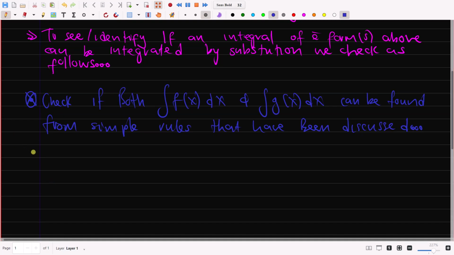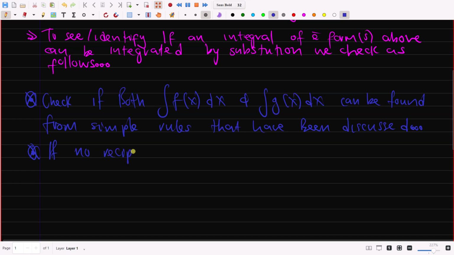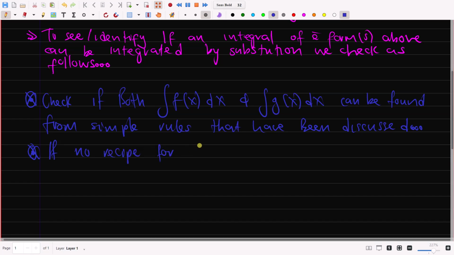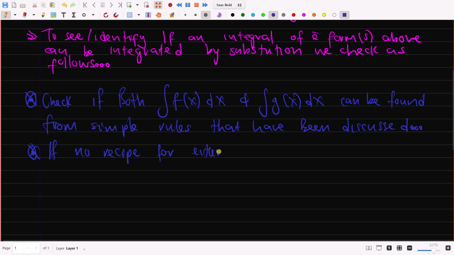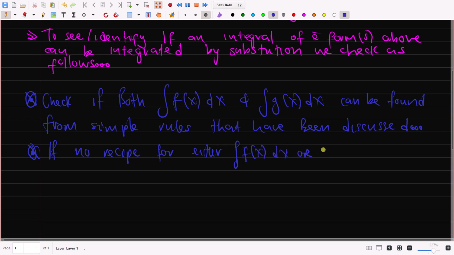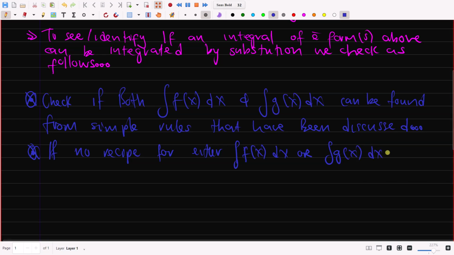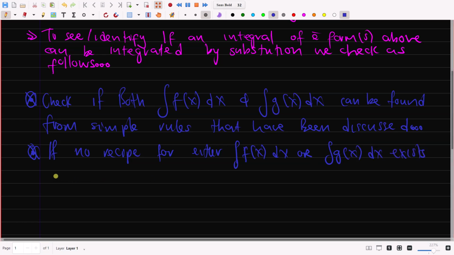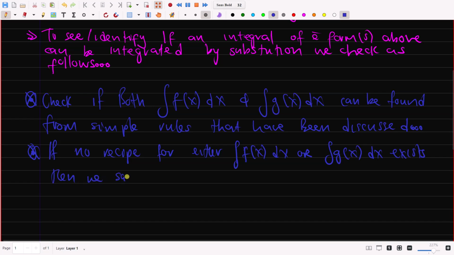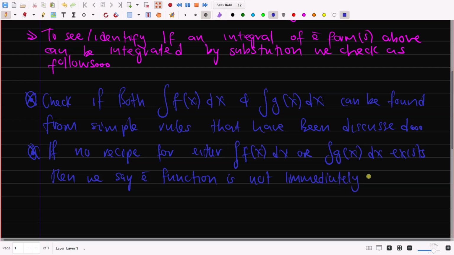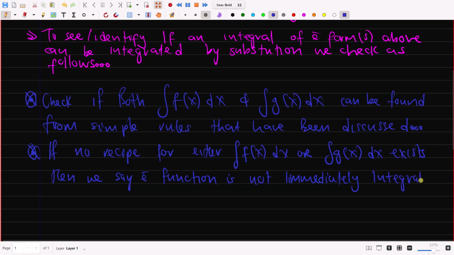So if no recipe for either the integral of f of x dx or the integral of g of x dx exists, then we say the function is not immediately integrable.